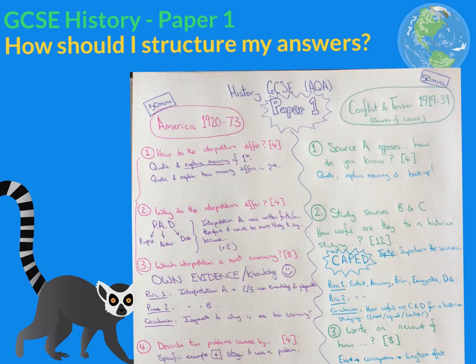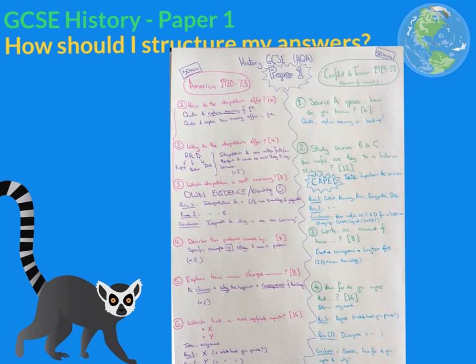Each booklet will contain a selection of different questions. The America booklet will have 6 questions, although actually the first 3 questions are all linked together and they're one big question really. And the Conflict and Tension side, or Causes of World War II, just has 4 questions in it. You're advised to spend 50 minutes on each of the booklets.